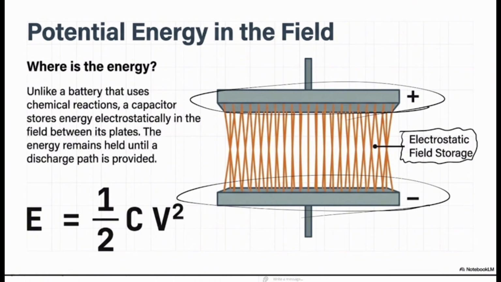Unlike the battery, which uses a chemical reaction, as you guys know, inside the battery we have some kind of chemical reaction. That's why we have 12 volt, 20 volt, whatever. It is not our concern, but a capacitor is going to store the energy electrostatically in the field between its plates. The energy remains held until a discharge path is provided. Between the positive and negative part, you see that we have some arrows, which is something we call the electrical field.